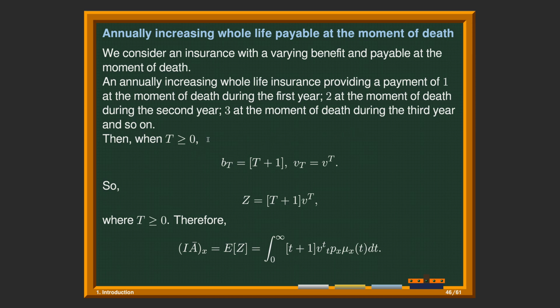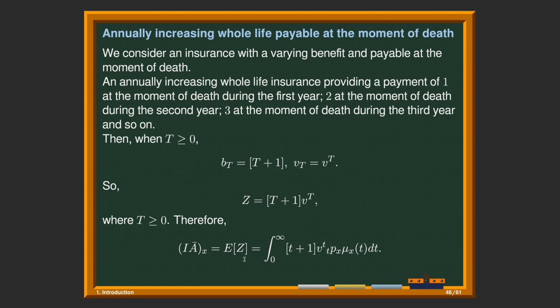So when t is greater than or equal to 0, we can see that the benefit function b sub t is the greatest integer value of t plus 1. And of course, the discount factor would be v to the t because the benefit payment will be paid at the moment of death, which is given by t. So the present value random variable z, which is b sub t times v sub t, takes this form. So it's the greatest integer value of t plus 1 times v to the t for any t that is greater than or equal to 0.